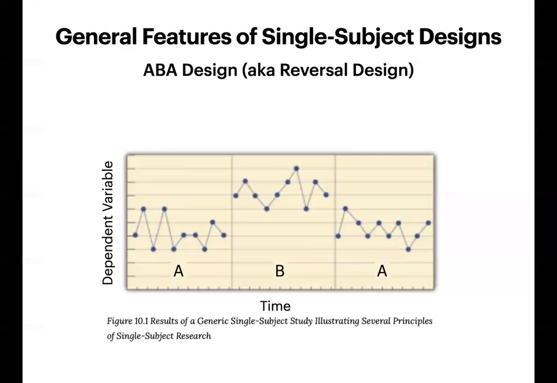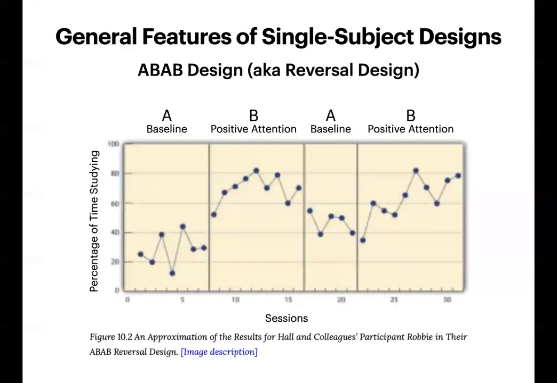In this second phase, B, the independent variable or the treatment is introduced. The target behaviors should increase or decrease because of the presence of the independent variable. Once the behaviors stabilize, the independent variable is removed in the second baseline phase, A. This basic ABA design can also be extended by adding more phases to create the ABAB design or the ABABA design.